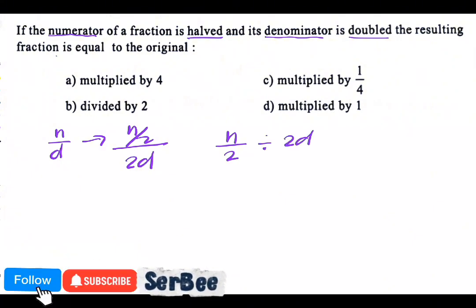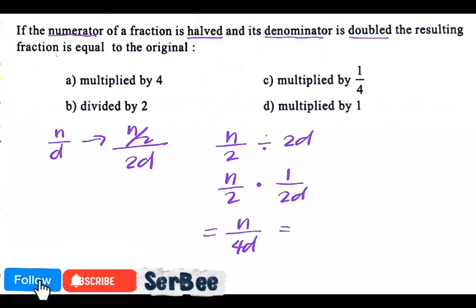And let us now simplify this by applying the rules in dividing fractions. Copy n over 2 and take the reciprocal of 2d, and that is 1 over 2d, and proceed to multiplication. And that becomes n over 4d.